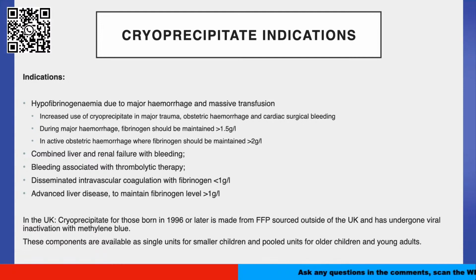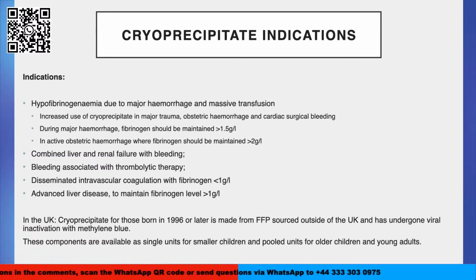It's increasingly used in major trauma, obstetric hemorrhage, and in cardiac bleeding. During major hemorrhage, you should maintain fibrinogen greater than 1.5 grams per litre, and this should be slightly higher in an active obstetric hemorrhage, where you're aiming for greater than 2 grams per litre of fibrinogen.